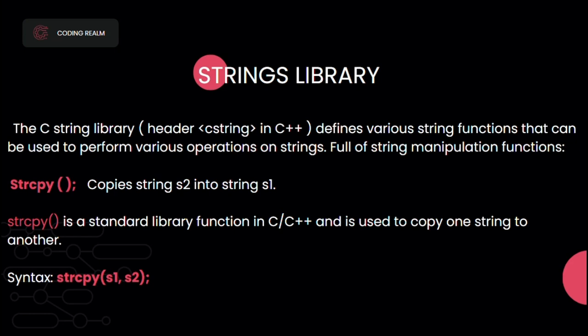The string library. The C string library, or header cstring, in C++ defines various string functions that can be used to perform various operations on strings. Among the string manipulation functions, we have first strcpy, it's copy. It copies string 2 into string 1, and is a standard library function in C and C++ used to copy one string to another string. The syntax is strcpy(s1, s2). We will see all the C string library functions in the examples and exercises in next videos.